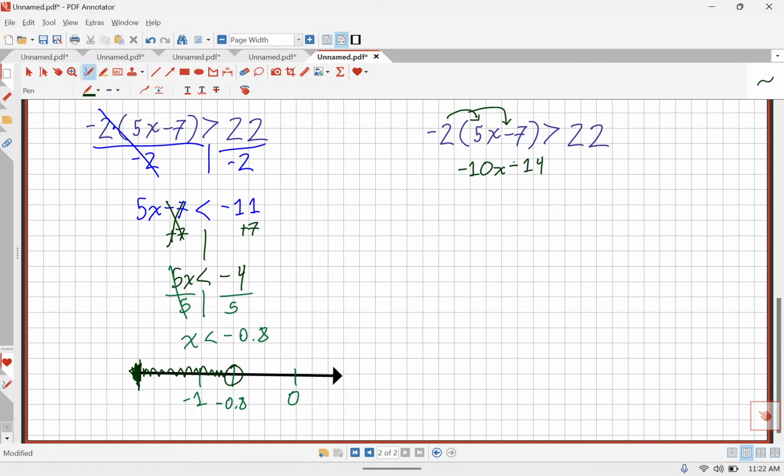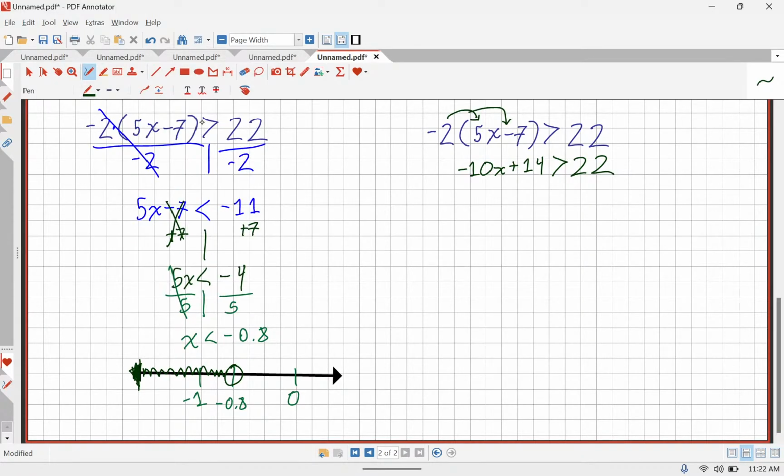Do I flip the inequality? Excellent. Guys, we actually don't flip the inequality here, which really freaked a lot of people out. Because did I multiply by a negative? Yeah, I did. But did I multiply both sides by a negative? Yes or no? I sure didn't. I'm only simplifying one side, and I'm allowed to do that without flipping the inequality.